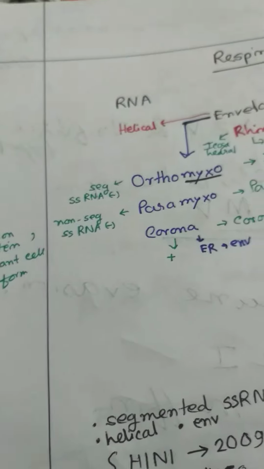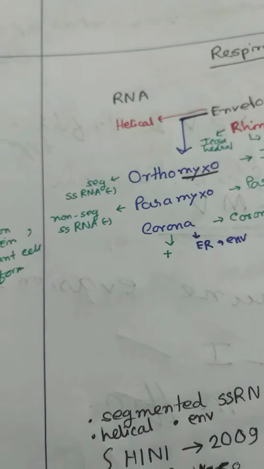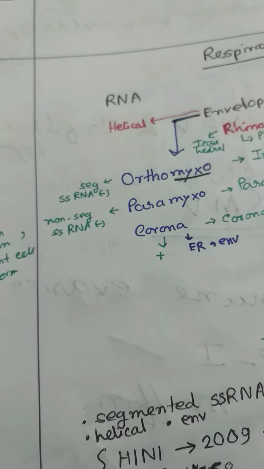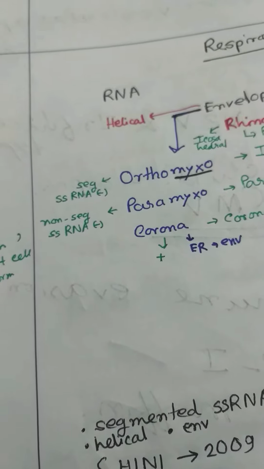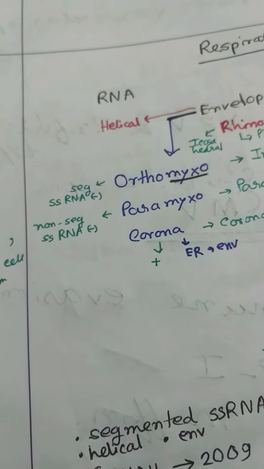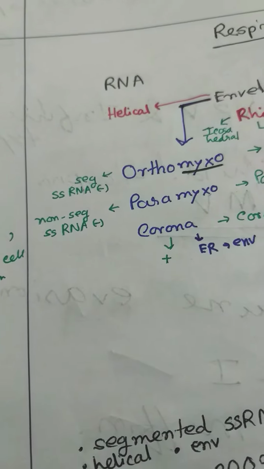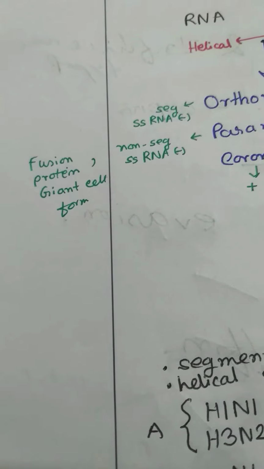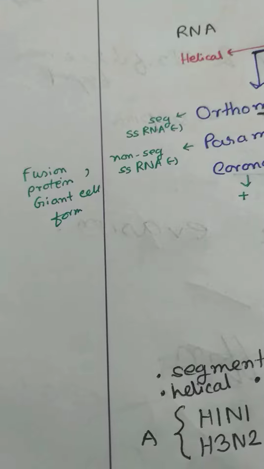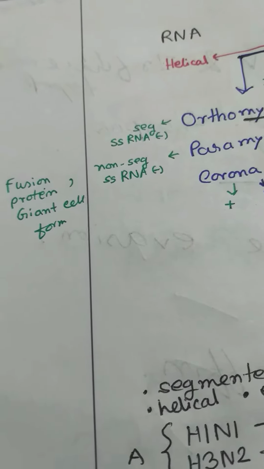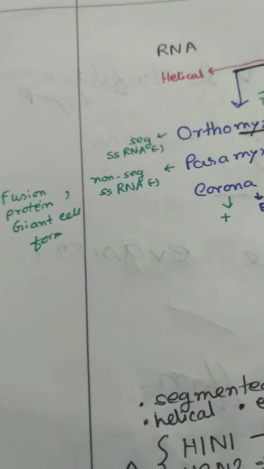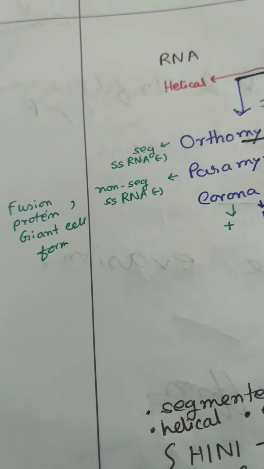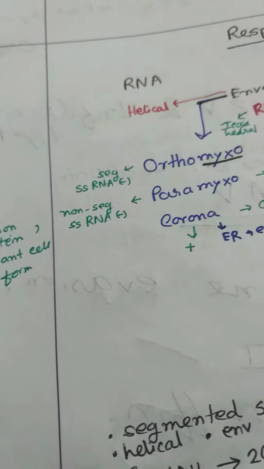There are some differences between the orthomyxovirus and paramyxovirus families. The orthomyxovirus family has a segmented single-stranded RNA genome of negative polarity, and the paramyxovirus family has non-segmented single-stranded RNA of negative polarity. Orthomyxovirus does not have fusion protein, but paramyxovirus has fusion protein. As paramyxovirus has fusion protein, the cells fuse and form giant cells. But in orthomyxovirus, as there is no fusion protein, there is no formation of giant cells.